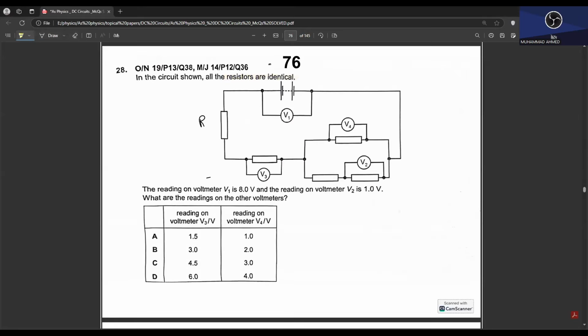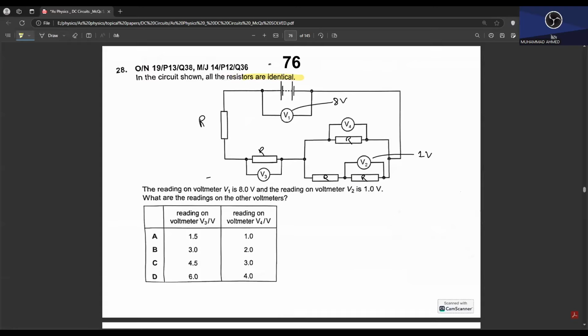Okay, let's read out this question. In the circuit shown, all resistors are identical. That means all of them have a resistance of R. Perfect. The reading across voltmeter 1 is 8 volts. And the reading on voltmeter 2 is 1 volt. Where is voltmeter 2? Here. This is 1 volt. Perfect. What are the readings on the other voltmeters?